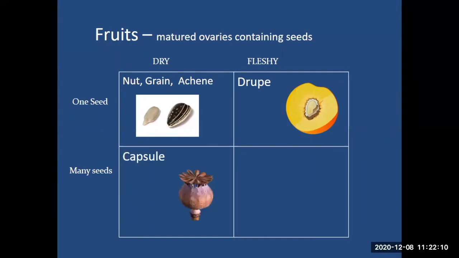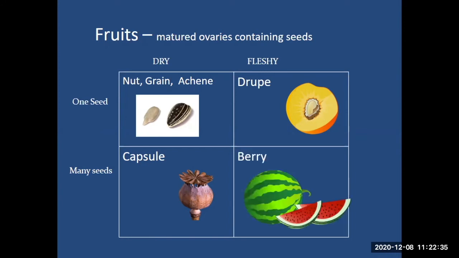Then you have dry fruits that have many seeds, like a capsule or a pod. Lily pods. Shown here is a poppy pod. There are hundreds of seeds down inside of there. And as the pod dries out and the seeds ripen, they shake out a few seeds at a time. And you have to know when to collect those and how to get the seeds out.